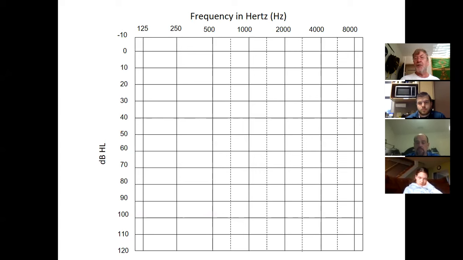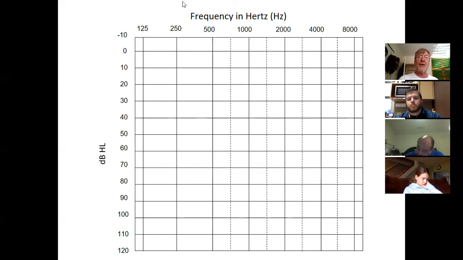Now Sam comes into the clinic, and Sam's got normal hearing at 1,000 hertz. He can hear down to zero. The tone is once again played at 50. He hears that tone at a 50 decibel sensation level, because his threshold is zero. Sensation level is the difference between the tone presentation level and your threshold.